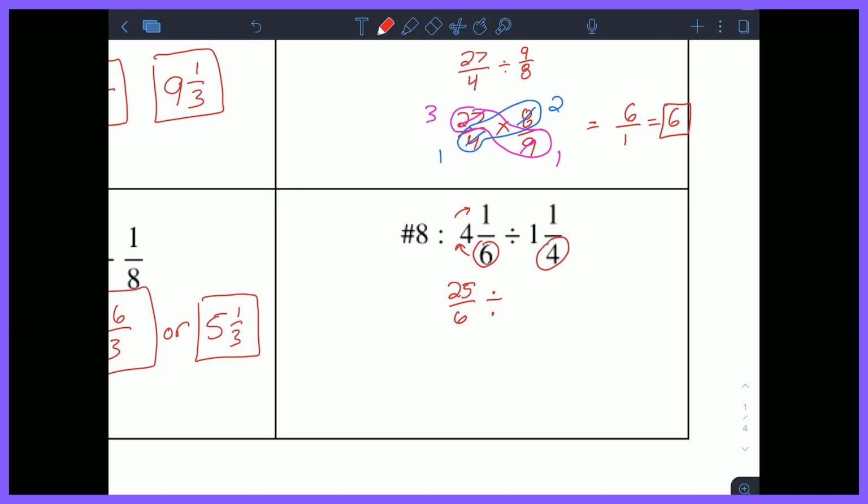So we go here to the 4. We multiply by 1, which is 4. We add 1, which is 5. So 5 fourths. Now that they're both improper fractions, we keep, change, flip. So 25 sixths multiply by 4 fifths.